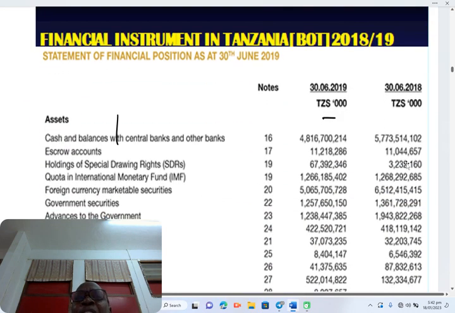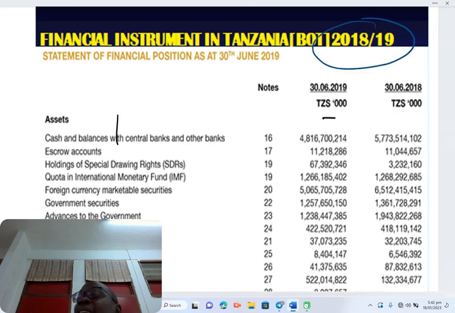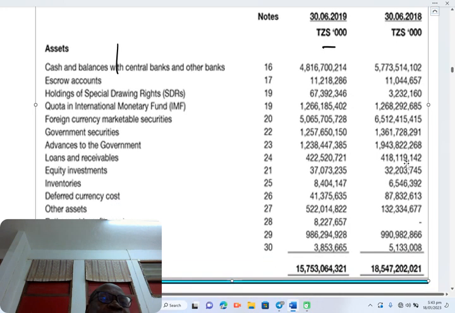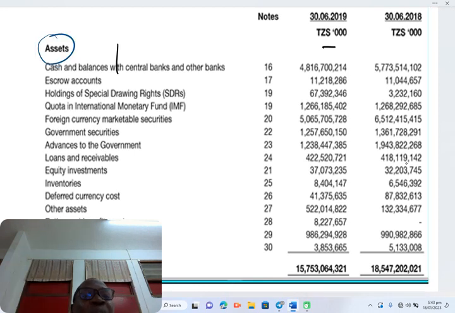So, let's see the financial statements of the BOT for 2018/19. The BOT also has its financial statements issued in public. Once you go to the BOT website, you see them. I've picked this one for a review. So this is assets. What does the BOT report?